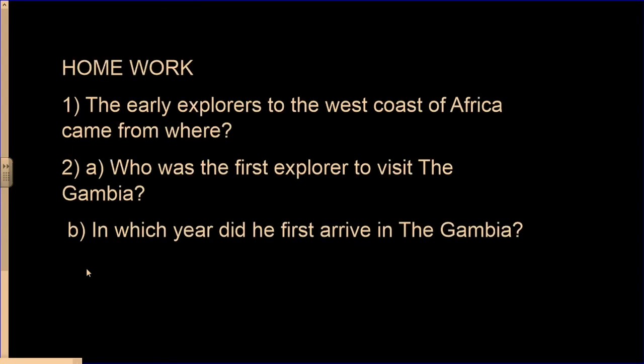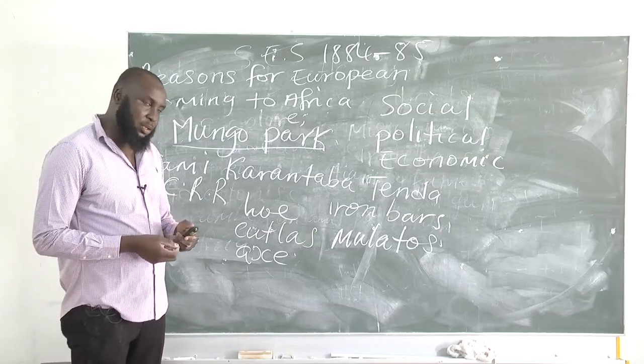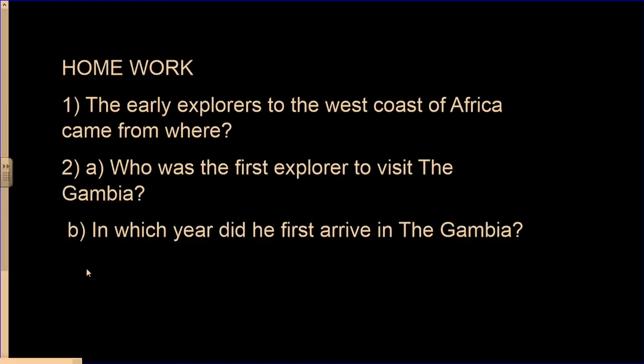That is the end of the lesson. And here is your assignment. One, the early explorers to the west coast of Africa came from where? Question number two A, who was the first explorer to visit the Gambia? And B, in which year did he first arrive in the Gambia? That's your assignment.